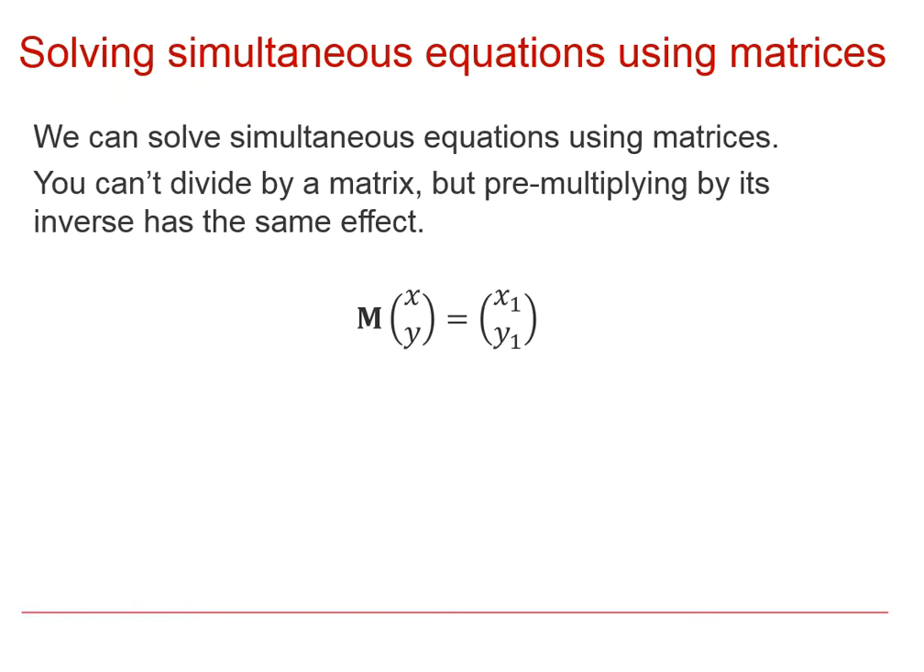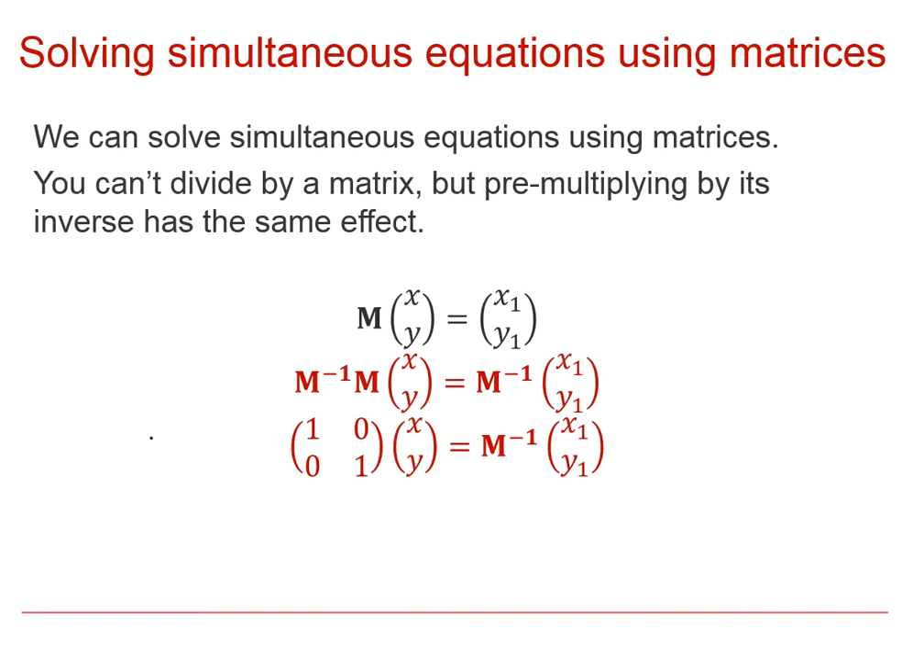So if we multiply here by the inverse of M, you can see we have M inverse M times (x, y) is equal to M inverse times (x1, y1). Now, we should know from our previous work on matrices that the inverse of a matrix times the matrix is just the identity matrix. So we have the identity matrix times (x, y) is equal to the inverse matrix times (x1, y1), and therefore we can solve our simultaneous equations because (x, y) is given by the inverse matrix times our solutions to the simultaneous equations.